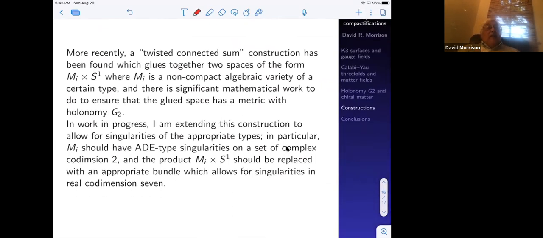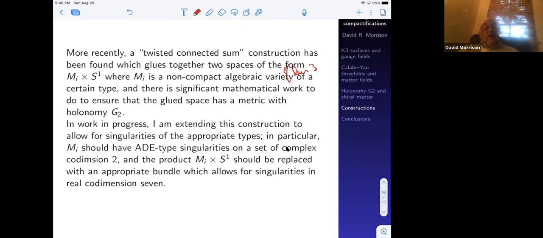Now, there's been a fair amount of activity in the study of manifolds with holonomy G2 from the mathematics side in the last 10 years or so because of a thing called the twisted connected sum construction. This construction glues together two spaces of the form Mi cross S1, where Mi is a non-compact algebraic variety of complex dimension 3. Well, it's pretty obvious because I'm forming a 7-manifold. Of a certain type, it's a Fano variety or a non-compact subset of a Fano variety, a Zariski open subset of a Fano variety.